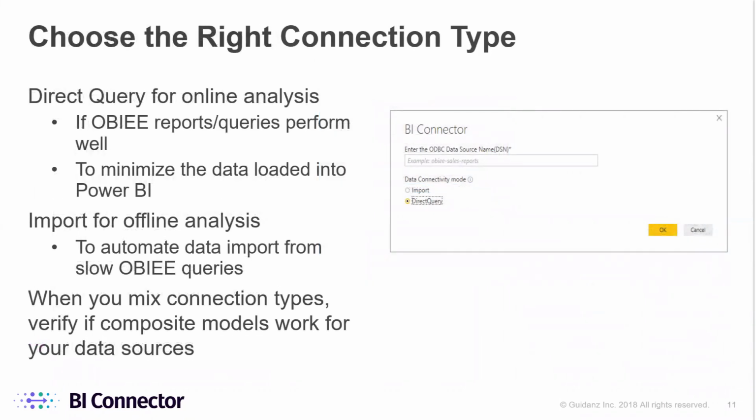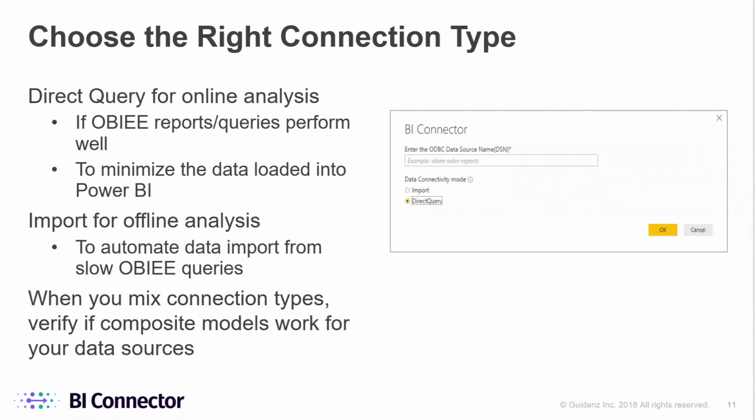So the next best practice is to choose the right connection type for your analysis. When you use BI Connector, there are two connection types that are available to you, direct query and import. If your OBIEE queries and reports perform well, that is, the data is fetched within a reasonable time period, and if you're looking to minimize the data duplicated into Power BI, we recommend that you use direct query. Direct query offers a live online query access to the OBIEE data.